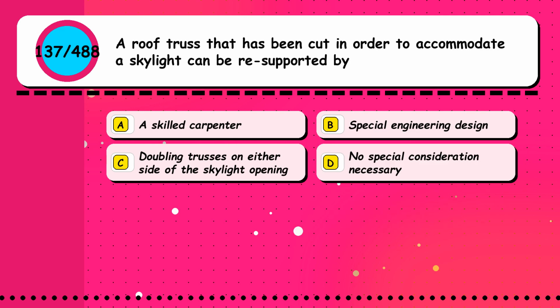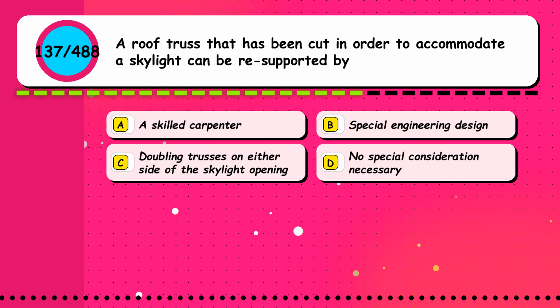Question 137. A roof truss that has been cut in order to accommodate a skylight can be resupported by: Option A. A skilled carpenter. Option B. Special engineering design. Option C. Doubling trusses on either side of the skylight opening. Option D. No special consideration necessary.